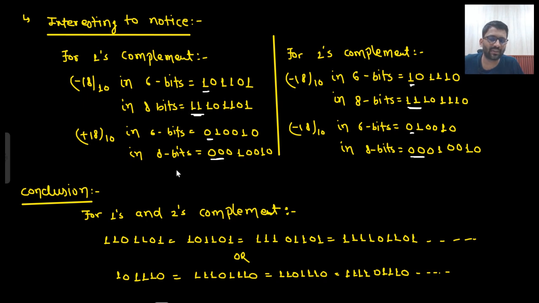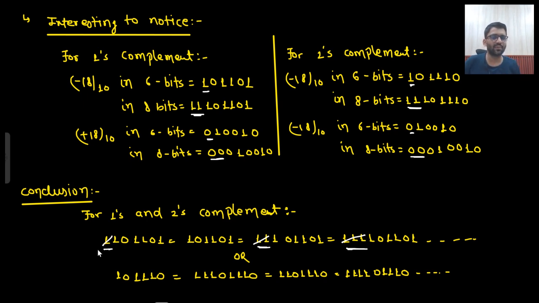So a lot of sign bits are there. Let's just say 1 1 0 1 1 1 1. For 1's and 2's complement, this 1 is the sign bit. Now this is being repeated 1 time, here it is being repeated 2 times, and here 3 times more. So you can eradicate these, right?